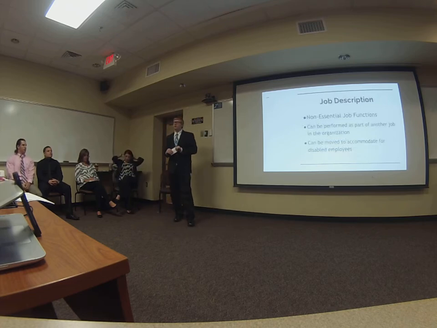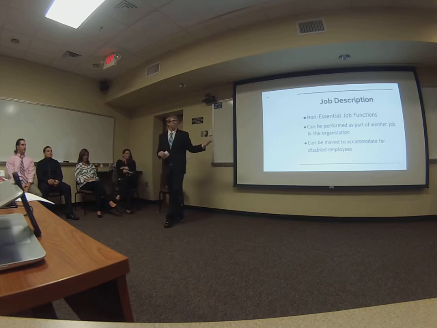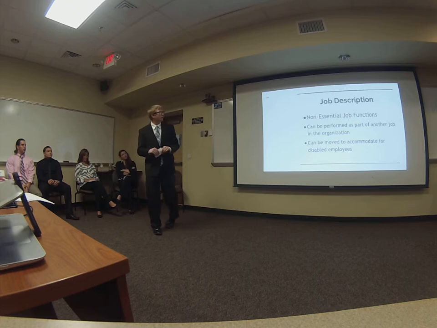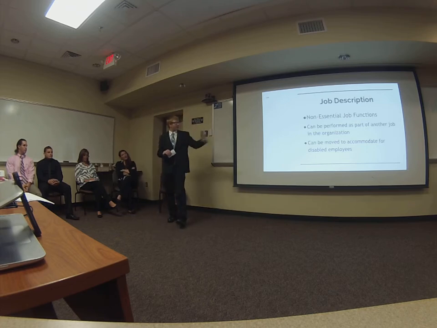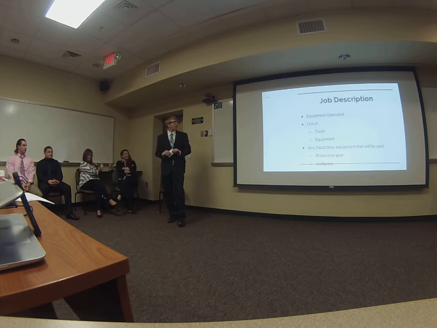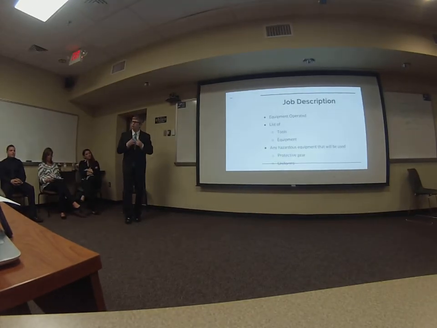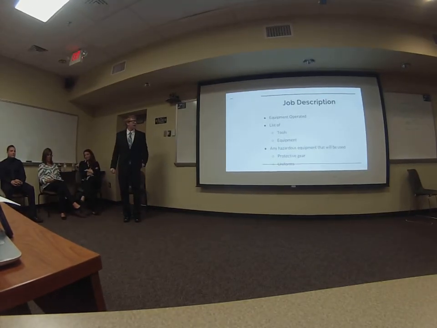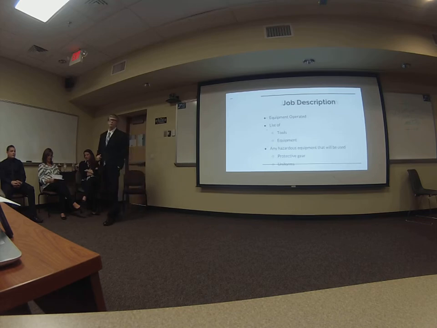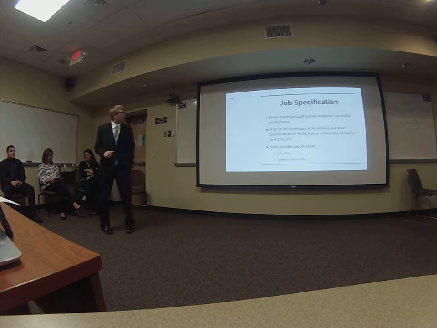Next up is the non-essential job functions. These are functions that are not necessarily going to be a part of your job, but they can be performed as another job in the organization. They can be moved to accommodate for disabled employees. Next up in the job description, it will discuss the equipment that will be operated. So this is a list of tools, the equipment, any hazardous equipment that you may be using, or will you be required to wear a uniform.